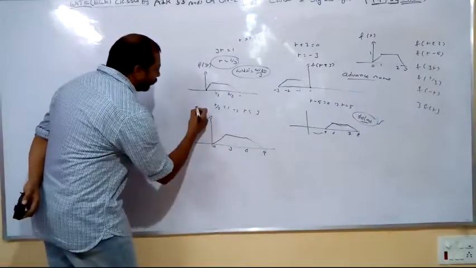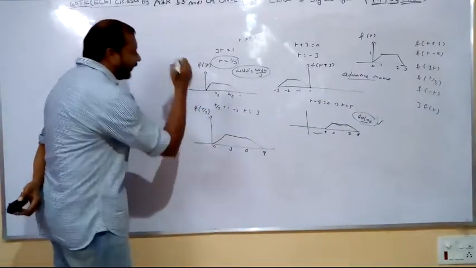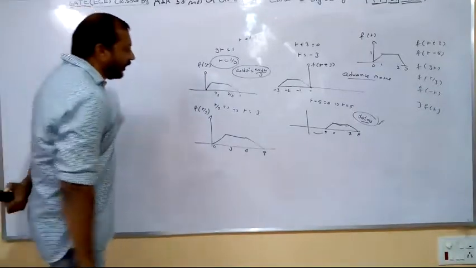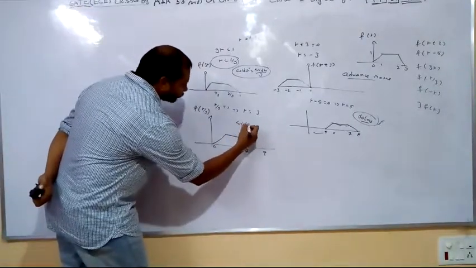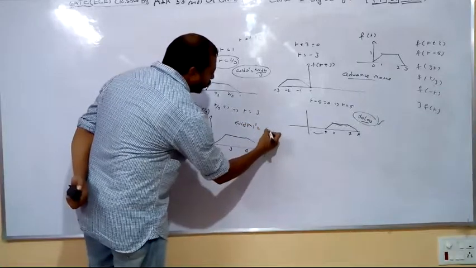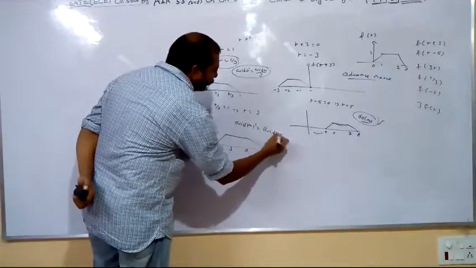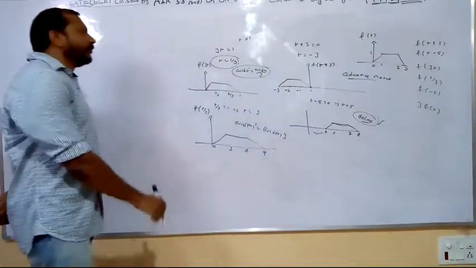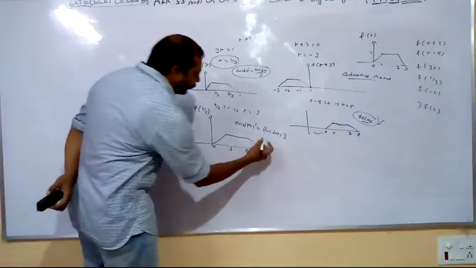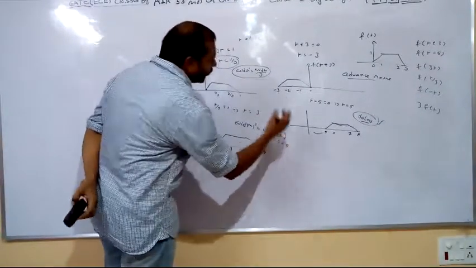Simple question. So this is equal to f of t divided by 3. What is the width of the signal here? Here the new width is equal to 9. Original width is equal to 3, and the new width is the width into 3, which is 3 into 3, equal to 9.